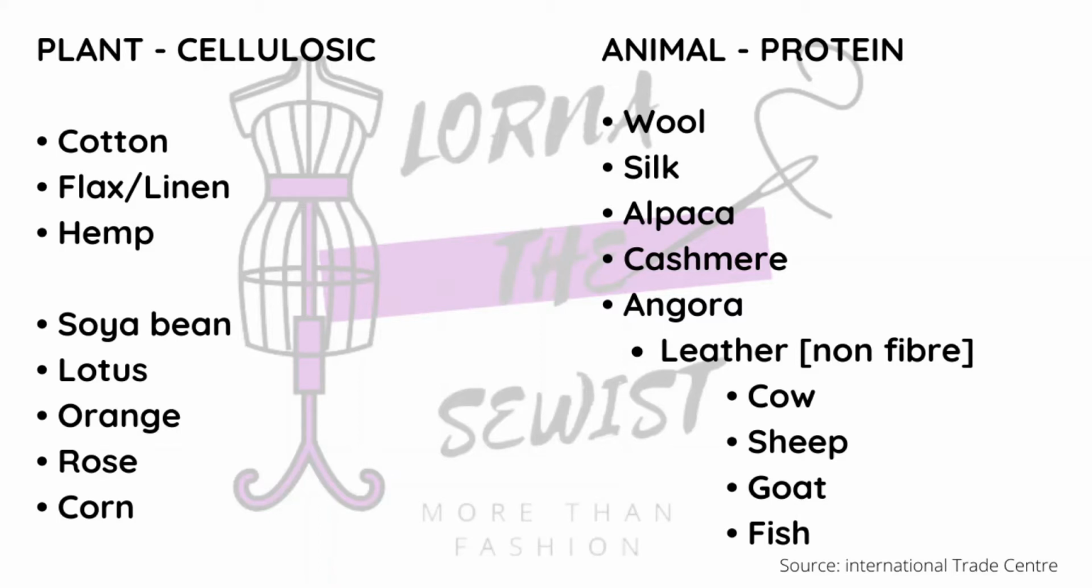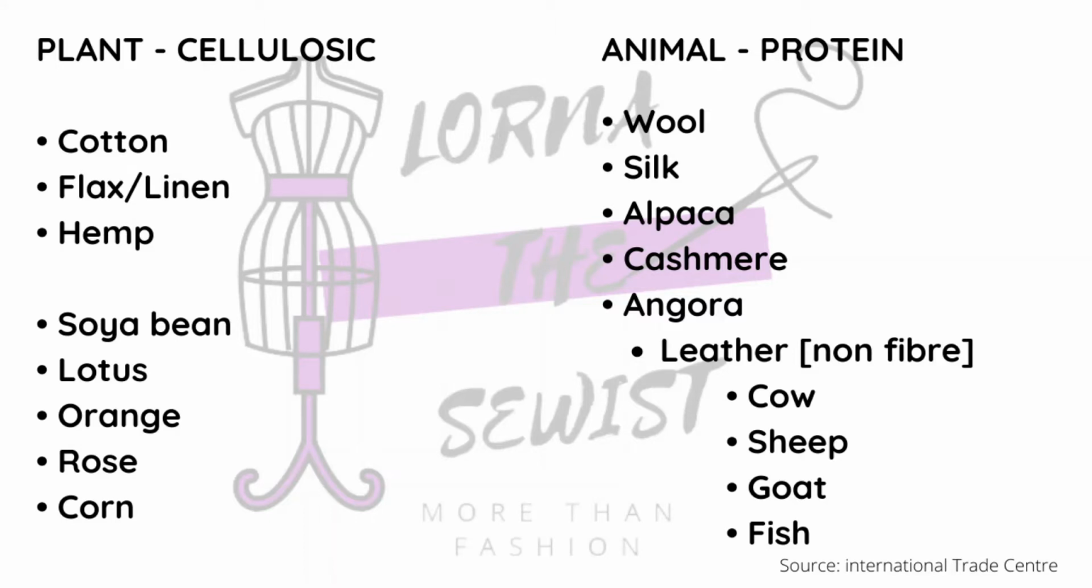So there's the cotton, flax or linen, hemp, and then there is soya bean, lotus, orange, rose and corn. I do get into details of all these, so don't worry about memorizing the chart. And then there's the animal protein, which is wool, silk, alpaca, cashmere, angora, and then of course leather, which is basically the skin of animals.